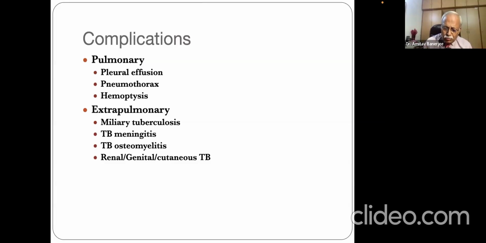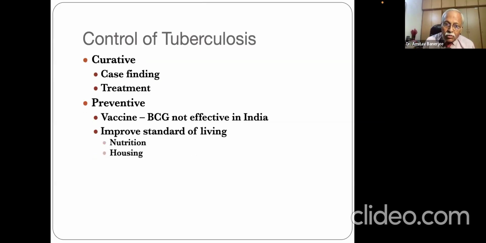Extrapulmonary: today we are basically concentrating on pulmonary tuberculosis, but it can affect any organ. And if it is widespread, it is known as miliary tuberculosis. It may cause TB meningitis, where CSF we have to do, osteomyelitis, renal tuberculosis, genital tuberculosis, which may be a cause of infertility in women, salpingitis. Then it can affect the skin also. So control is case finding and treatment.